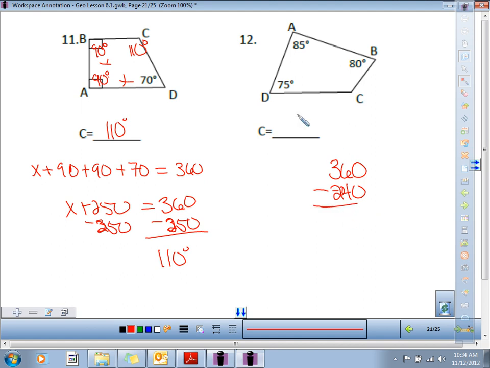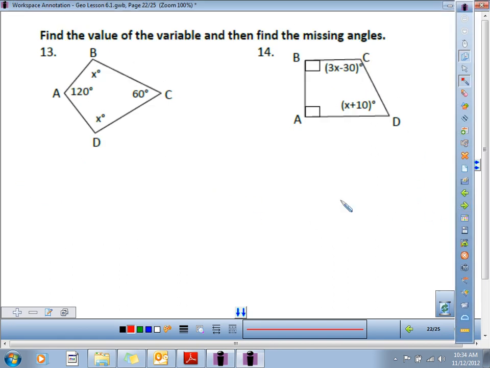360 minus 240 is 120. So that missing angle is 120 degrees. All right. Again, the reason I showed you this is for these problems. Now we're going to get a little bit harder. So now we're going to have some expressions in there, and I want to find the value of the variable and find the missing angles.